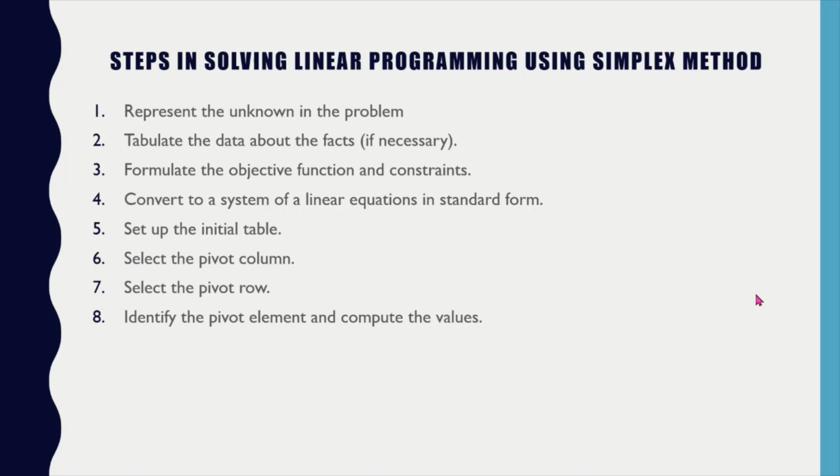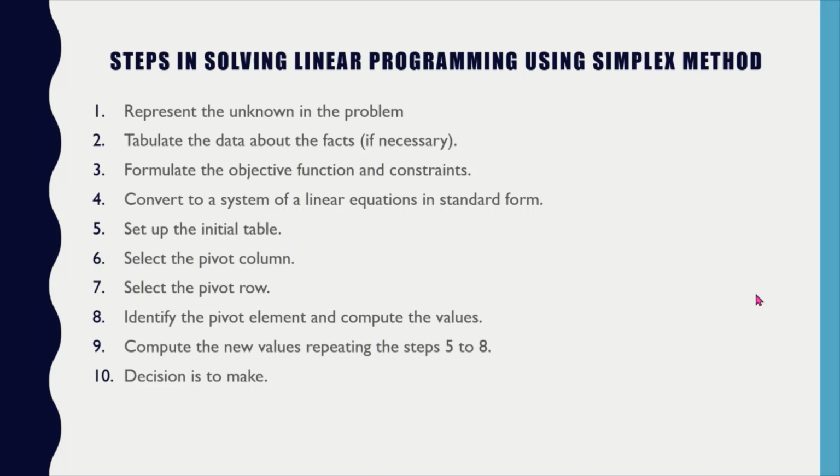Step 8, identify the pivot element out of steps 6 and 7, our pivot column and pivot row. And that is our pivot element. Later on, we compute the values, eliminating them. We set our pivot element equal to 1, and the rest of the column will be 0. Then step 9, we repeat the values set up from the table and compute the new values, repeating from step 5 to 8.